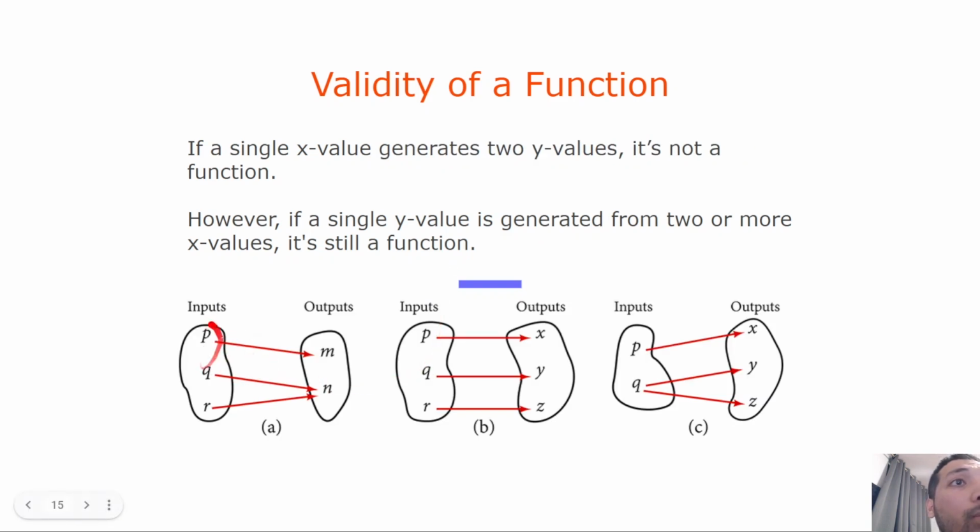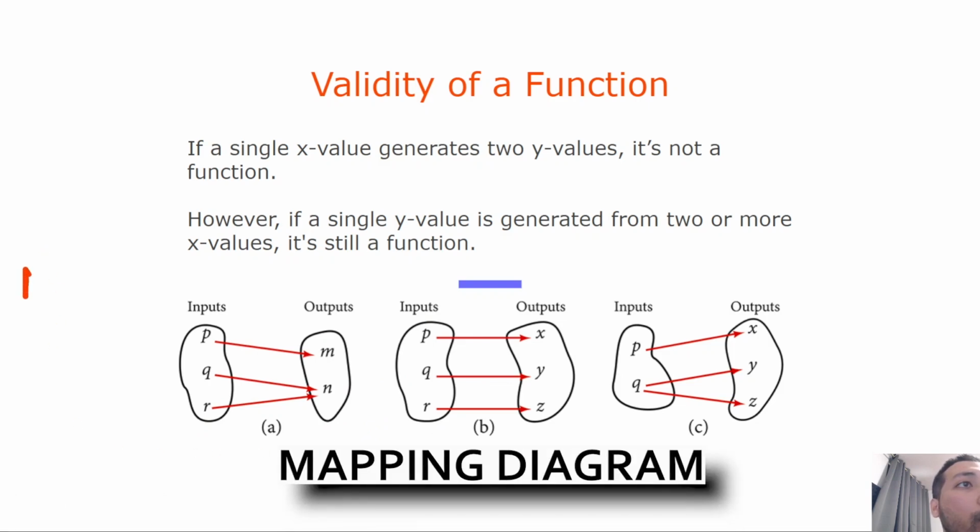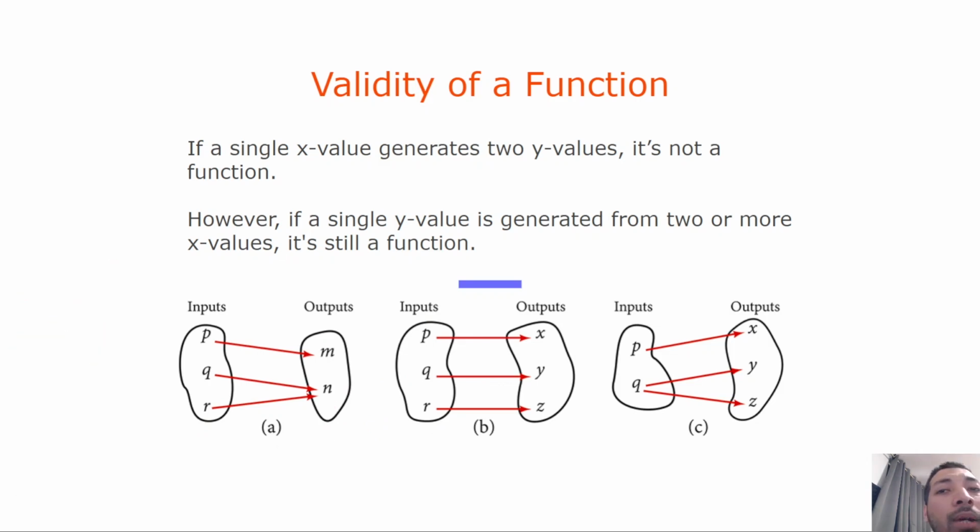So for example, over here, let's say we have all these inputs over here and we have all these outputs over here. This kind of diagram is called a mapping diagram. So just to make a note, we call this kind of diagram a mapping diagram. Now let's see the step-by-step approach to identify a function.